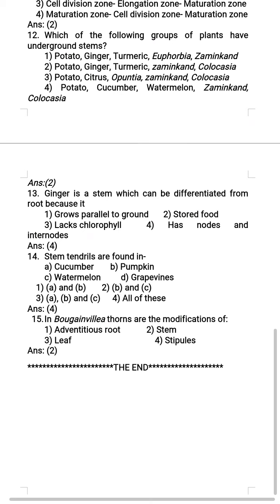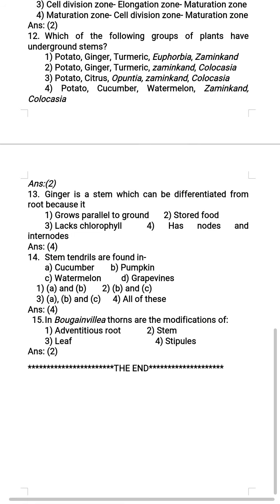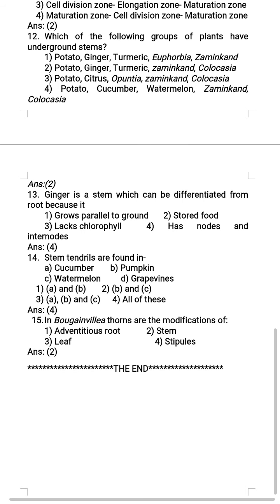Next, 2, potato, ginger, turmeric, jamaica and colocasia. All the plants belong to underground modifications only, that too stem modifications only. Understand? Next, third one, potato, citrus, opuntia, jamaica and colocasia. So in this third option also, citrus is a stem modification. There the axillary bud is modified into a thorn called stem thorn. So this is also wrong.